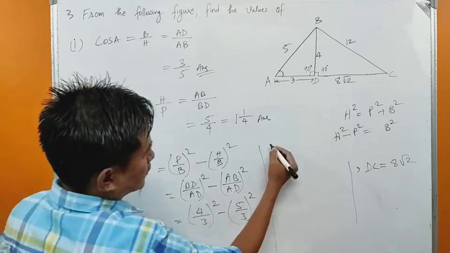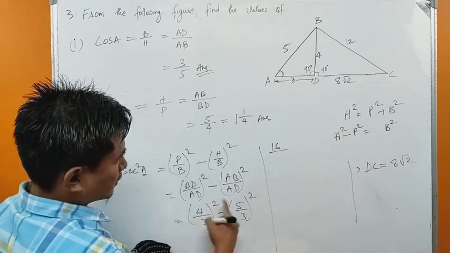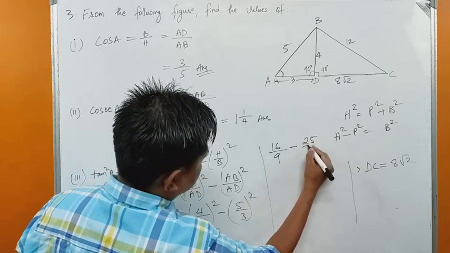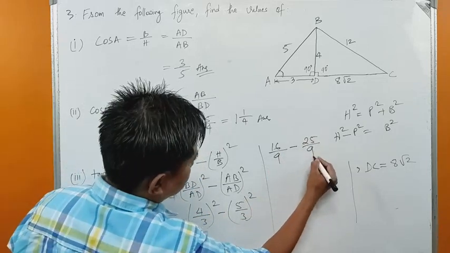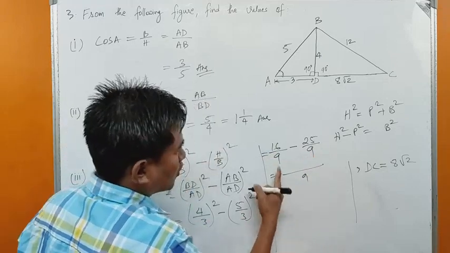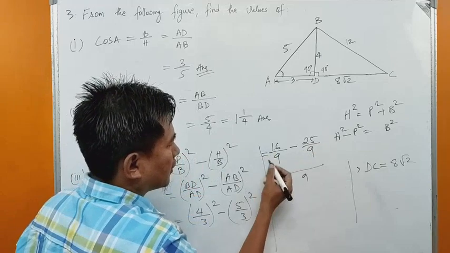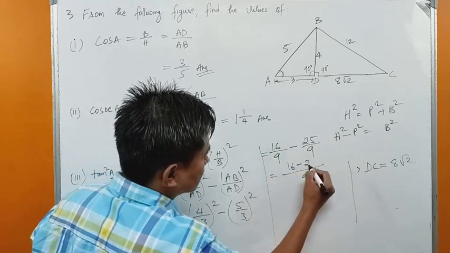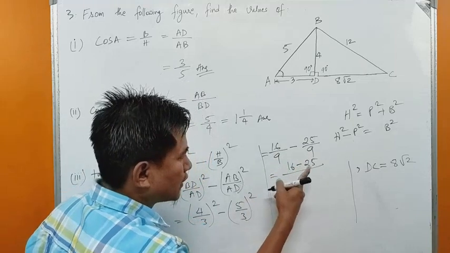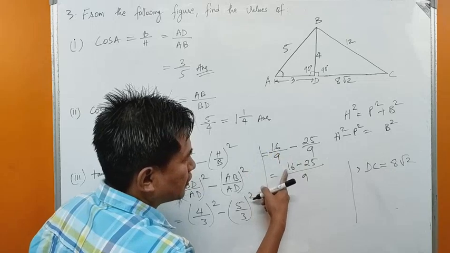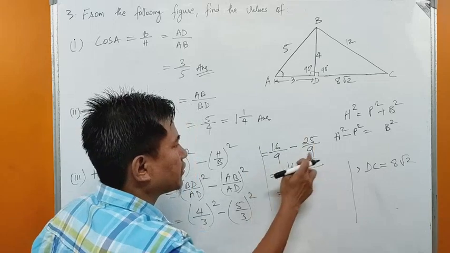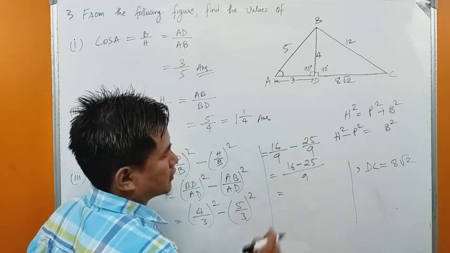So 4 squared is 16 upon 3 squared is 9, minus 5 squared is 25 upon 3 squared is 9. 3 threes are 9, isn't it? So let's take the LCM. 9 will be the LCM. When the denominators are equal, we write the numbers in the numerator as they are. So 16 minus 25, because 9 ones are 9, 1 into 16 is 16, 1 into 25 is 25. If the denominators are equal, we just copy the numerators as they are.